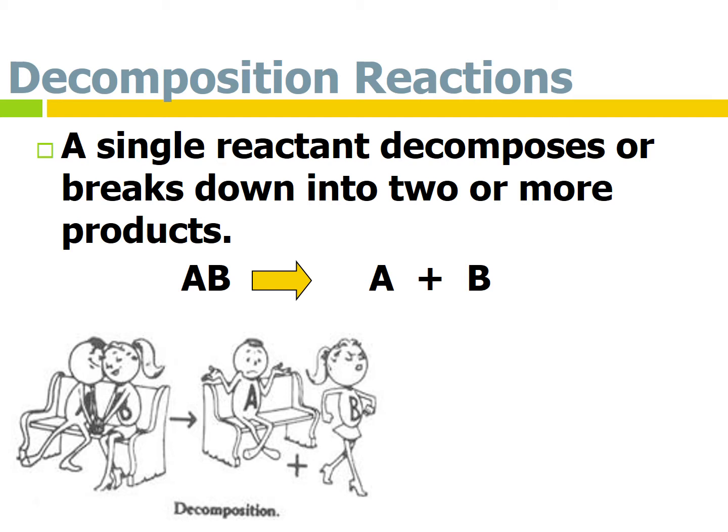So this is really the opposite of what we just saw. When we decompose something, it's like breaking it down. So what's happening is you have one single reactant that's decomposing or breaking down into 2 or more products. So if we had compound AB, it would break down into element A plus element B, 2 separate things.